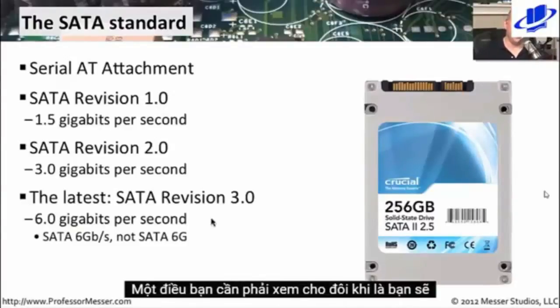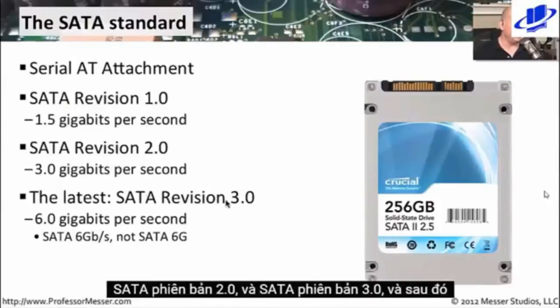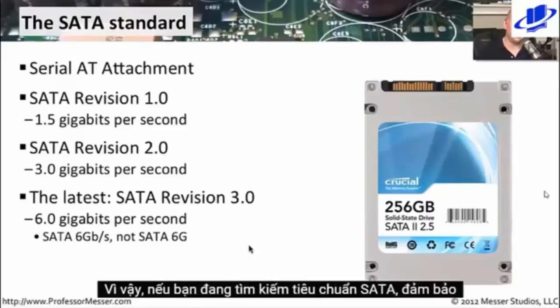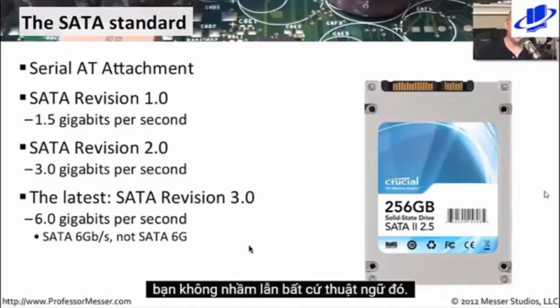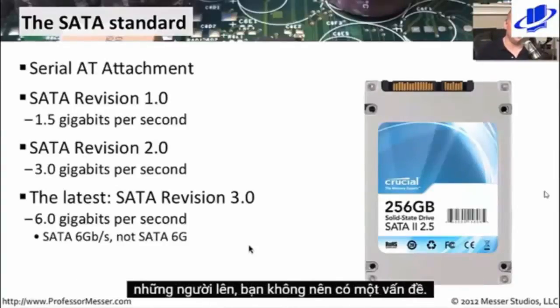One thing you have to watch for is occasionally you will see people abbreviate 3 gigabits per second as 3G. We can sometimes confuse 3G with third generation. That's not really the case. I've been very careful here to show you SATA revision 1, SATA revision 2, and SATA revision 3, and then the speeds of those being 1.5 gigabits per second, 3 gigabits per second, and 6 gigabits per second. So if you're looking at standards for SATA, make sure you don't confuse any of that terminology. It can become confusing when you're dealing with different versions and different speeds, but as long as you synchronize those up, you shouldn't have a problem.